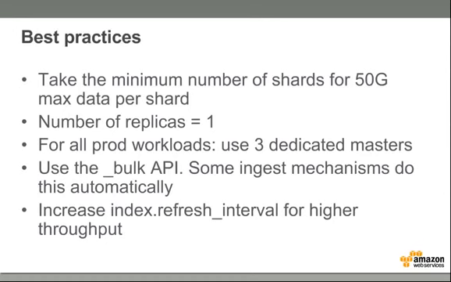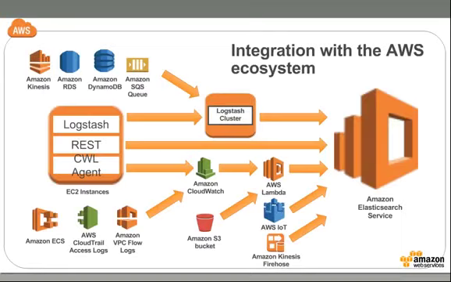Somewhat deeper, we want to use the bulk API, and depending on your ingest mechanism, there's a setting on the index which is refresh interval. You can set that higher for more throughput. That's one little trick.